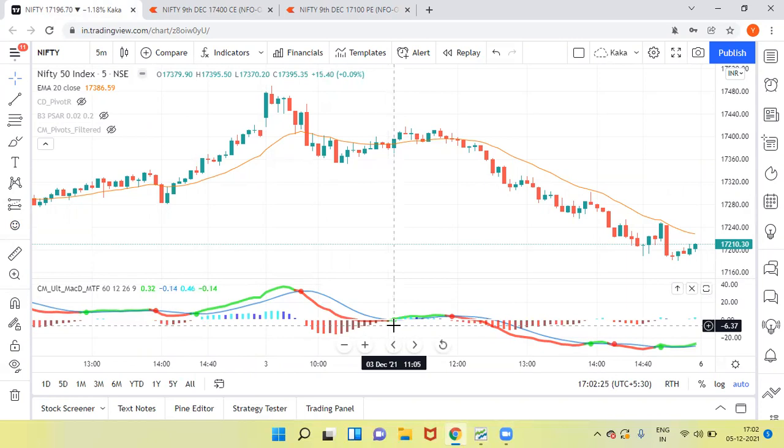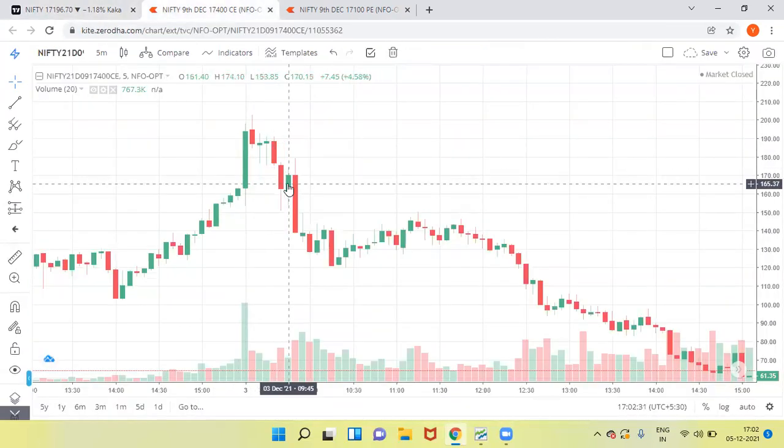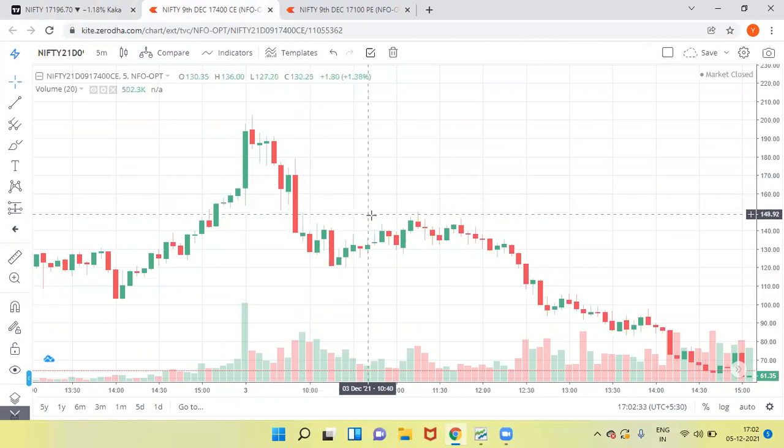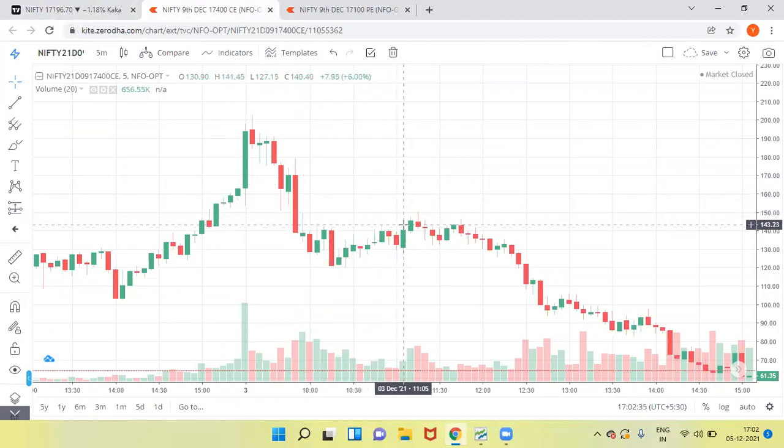So just for understanding, at 11.5, it gave a buy. Let's say if you initiated a short here at 170 and you waited till 11.5, okay? So it's at 140 rupees, so you could have made 30 rupees. Just because we were scalping, we took 154, exited at 154 and moved out.